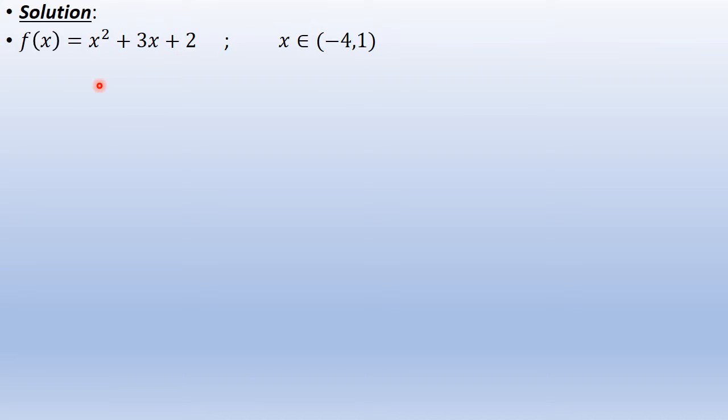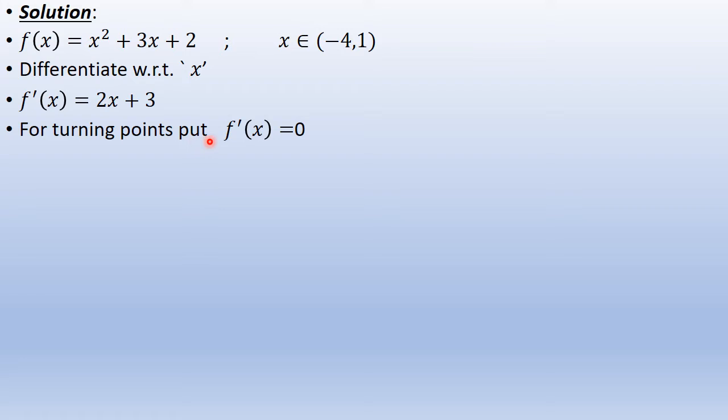So first of all, we differentiate f of x with respect to x and we get f dash x equals 2x plus 3, the derivative of this. For turning points, put f dash x equals 0. So we get 2x plus 3 equals 0, so x equals -3 by 2. So x equals -3 by 2 is a turning point.